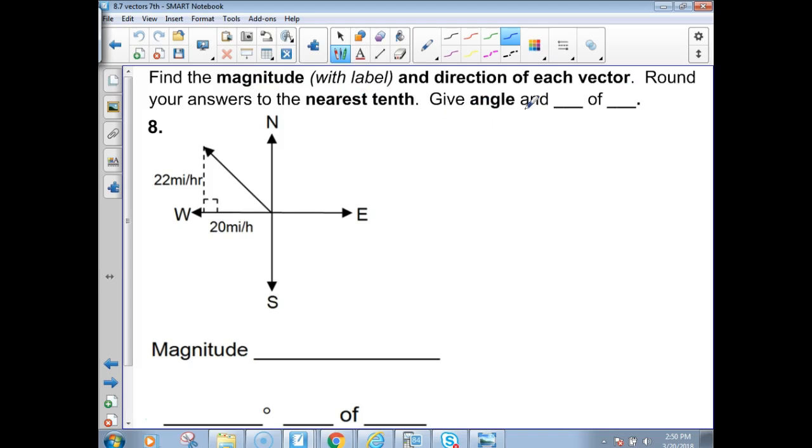Round your answer to the nearest tenth. Give the angle, and you're going to give a direction, so much like west of, or north of west, or north of east, etc. Find the magnitude first.